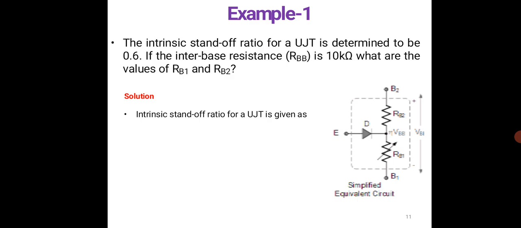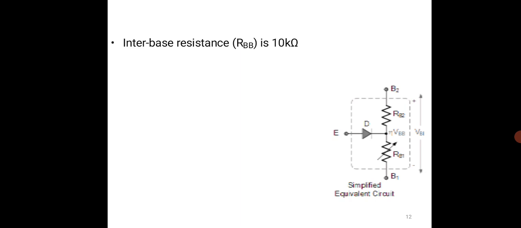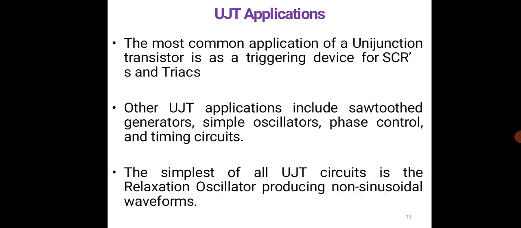That is example 1, you can solve it. You need to find the intrinsic standoff ratio for a UJT, which is determined to be 0.6. If the interbase resistance, that is RBB, is given to be 10 kilo ohm, what will be the values of RB1 and RB2? How do we solve it? We know that the interbase resistance is 10 kilo ohm. Please try to solve that one. You can easily solve it, where the expressions are given in your previous slide.